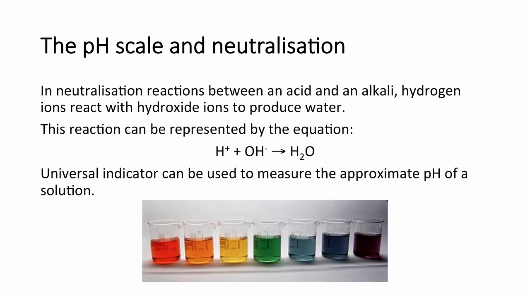Universal indicator can be used to measure the approximate pH of a solution, where green is neutral, red, orange and yellow are acidic, and blue and violet are alkaline.